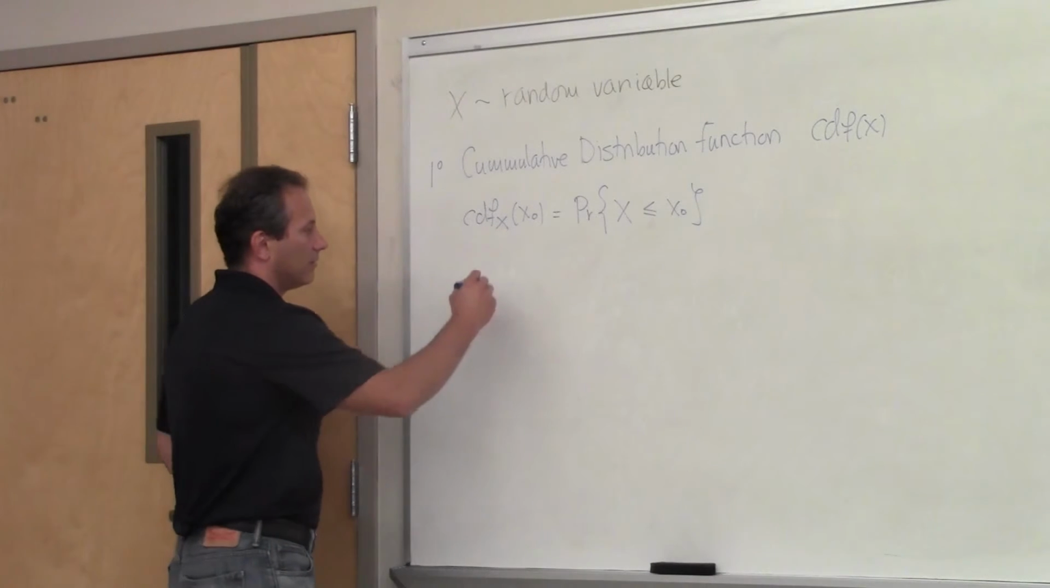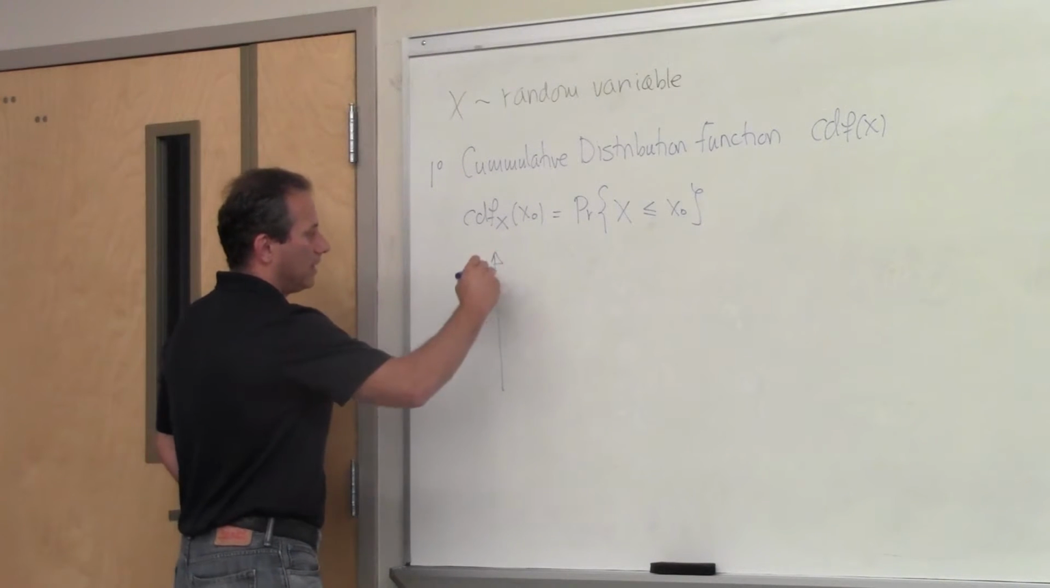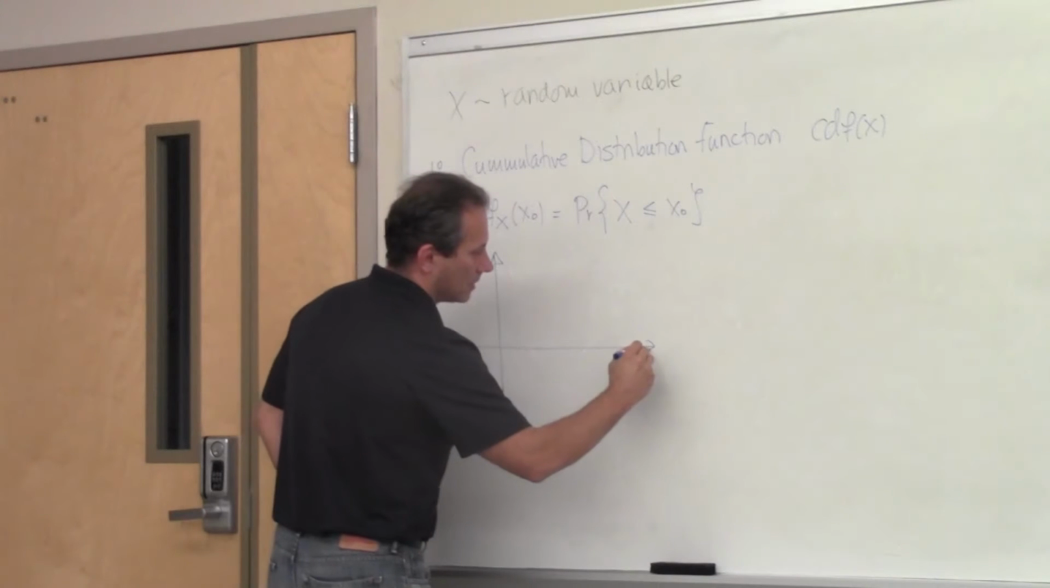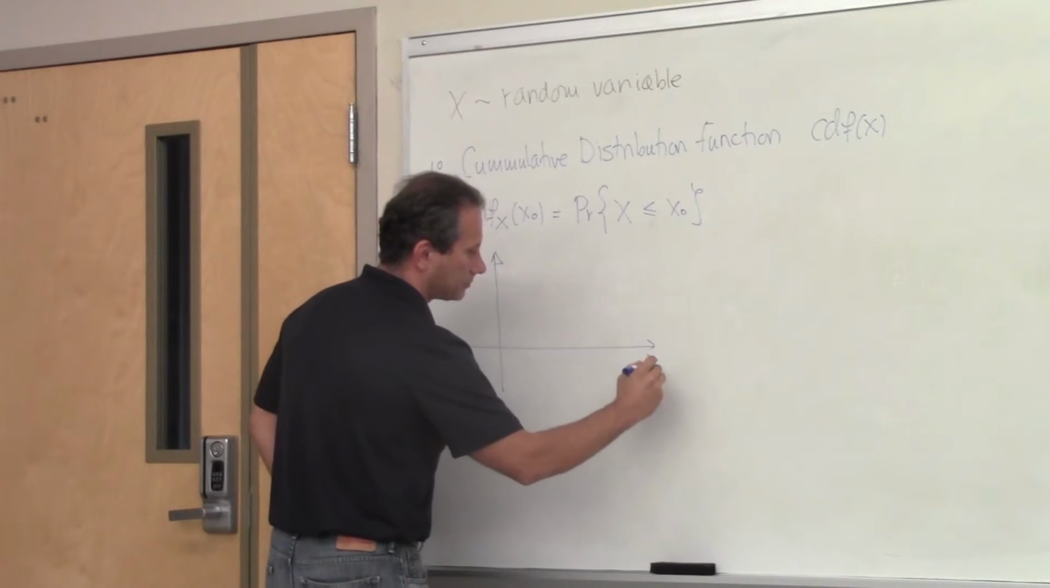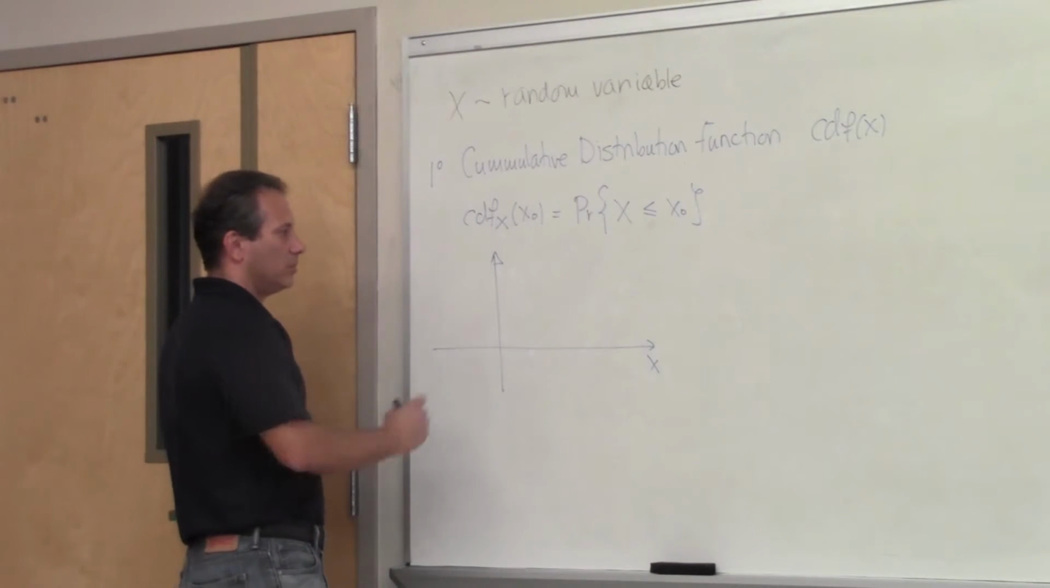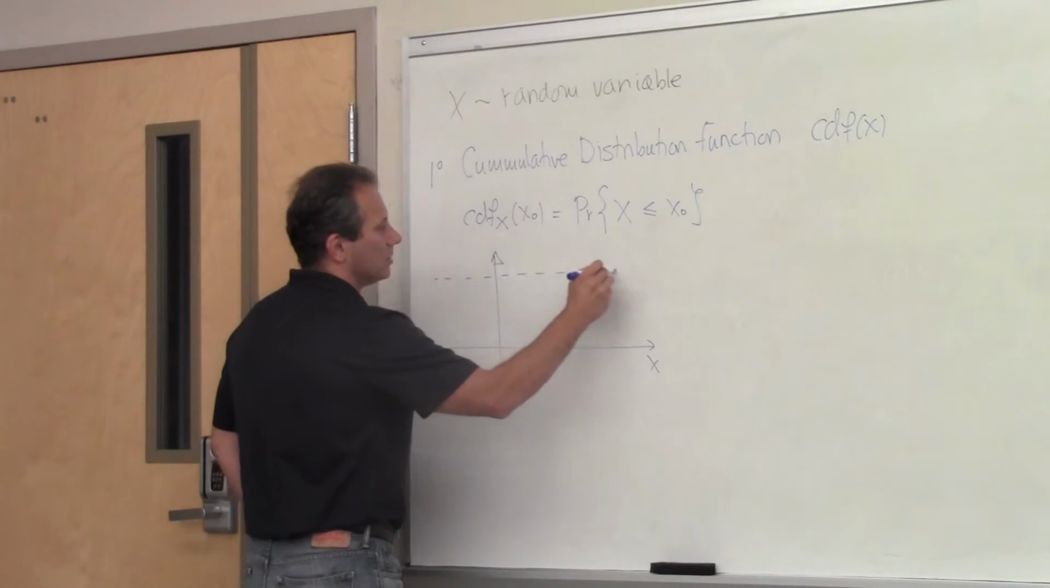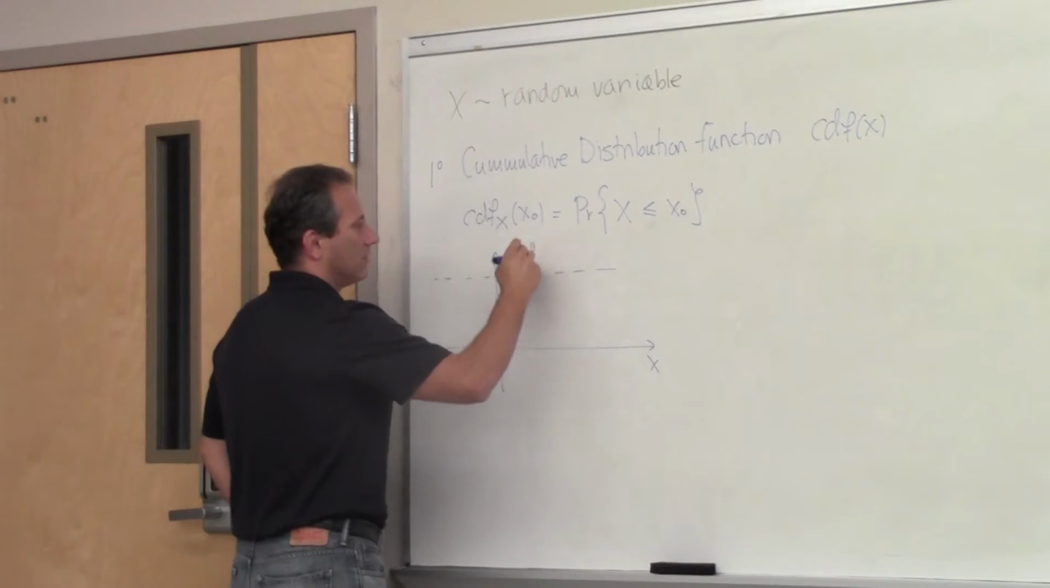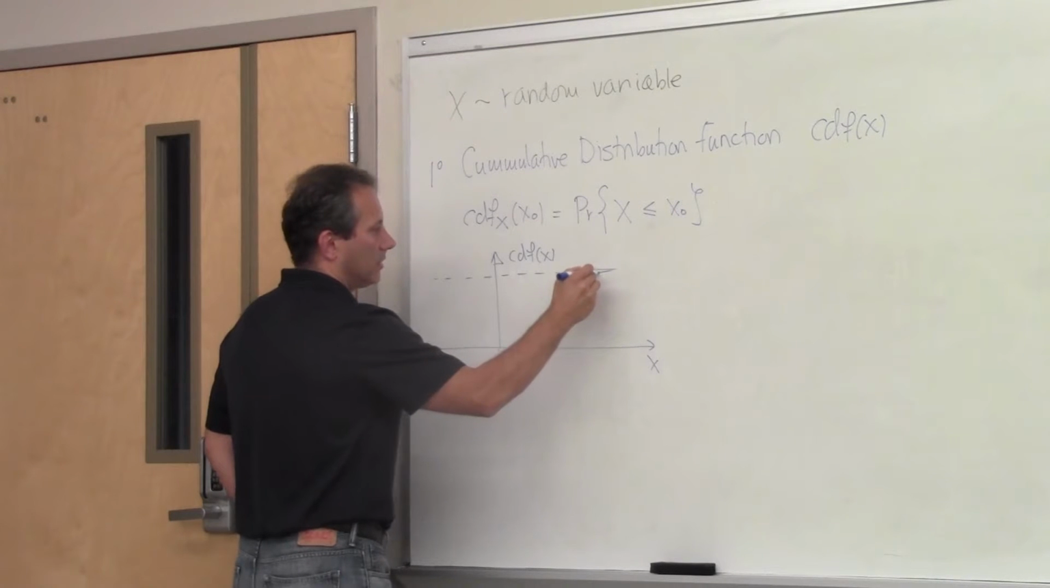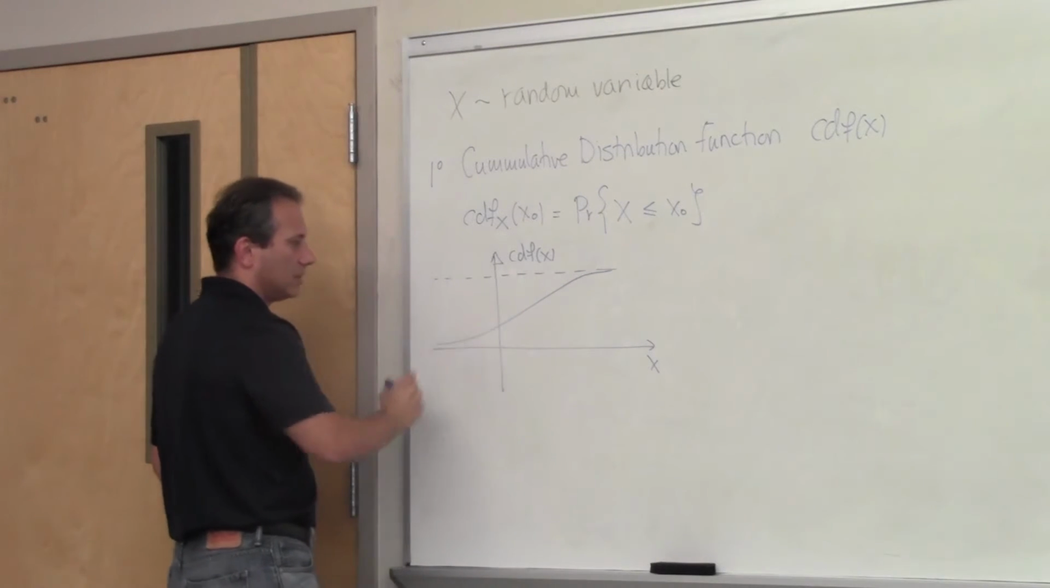How do these functions look? Well, if this is the x input, then these functions would look like this, the CDF of x. And they will have a general shape like this, right?